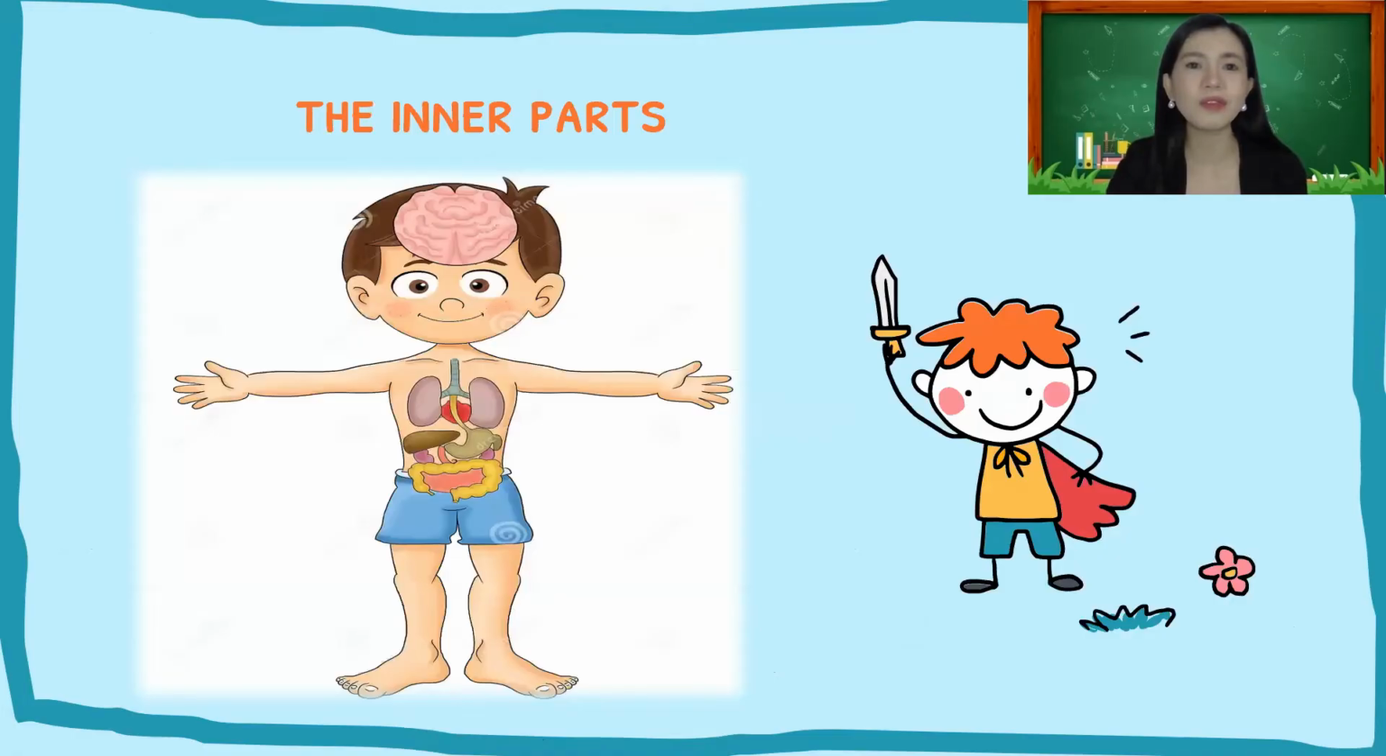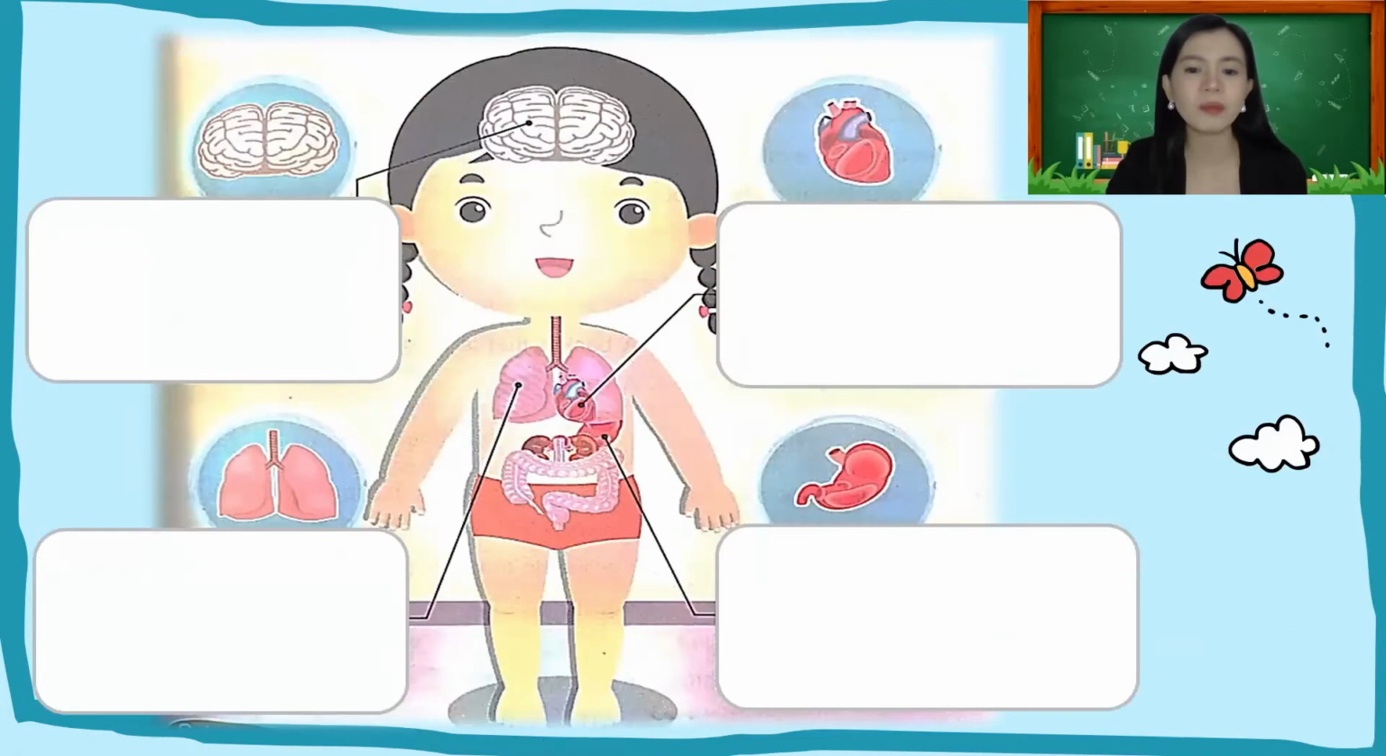Now let's move on to the functions of the inner parts. Here are some inner parts and their functions. Let's start with the brain. The brain, can you still remember? It is in the skull. Again, what is the skull? It is the bones of our head. So basically, it is inside our head.